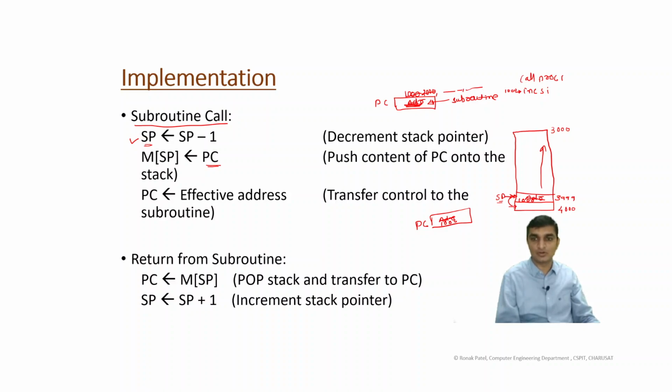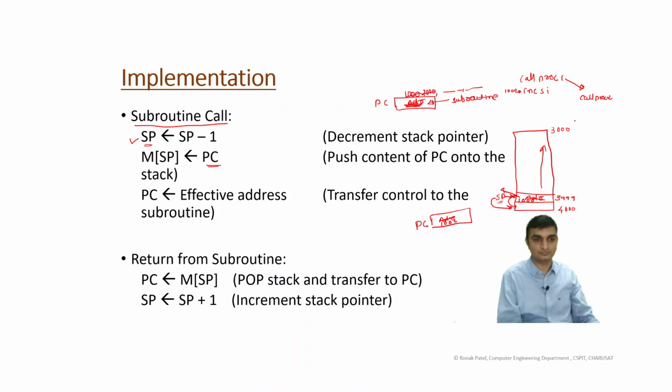And what you will do? Now this is a pop out, so the SP will be incremented. So now your program counter knows which instruction has to be executed. That program counter will execute the 1000 next instruction, right?